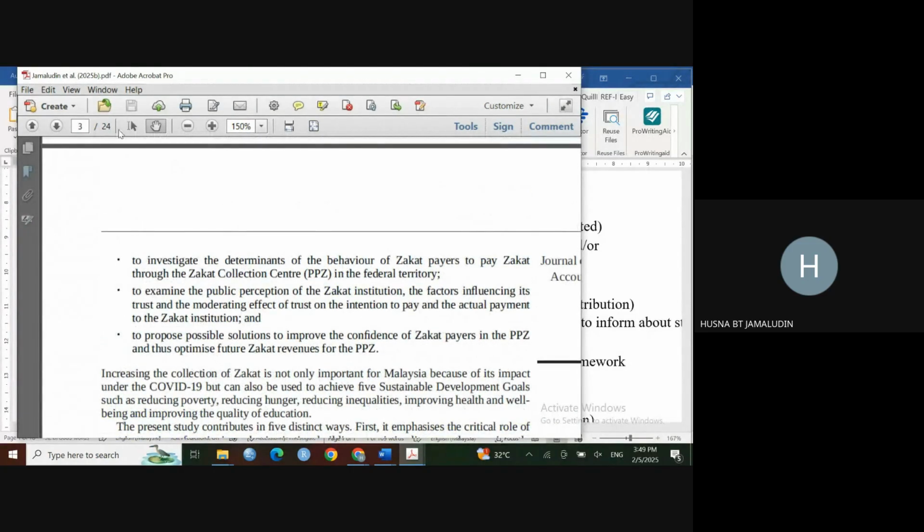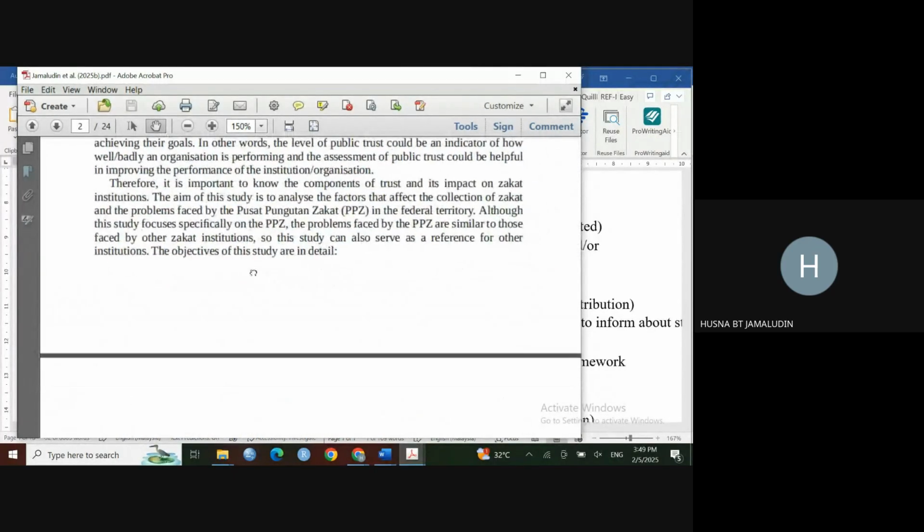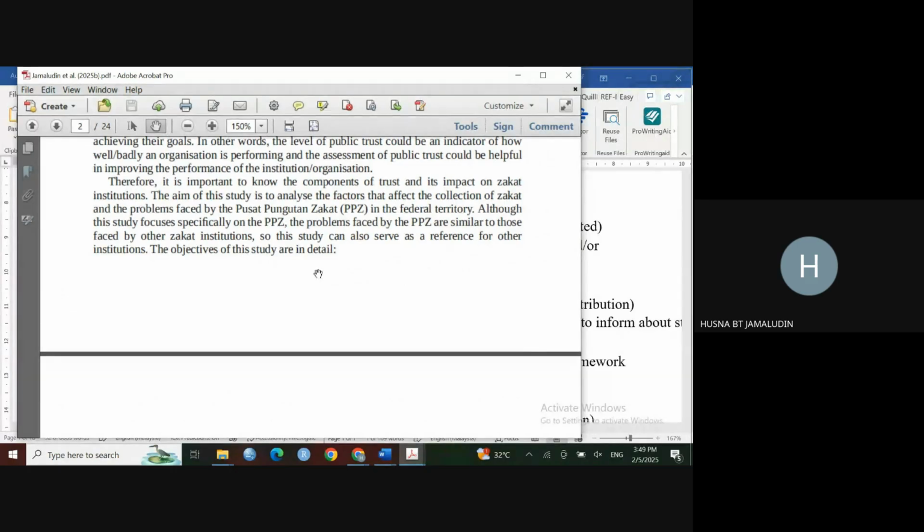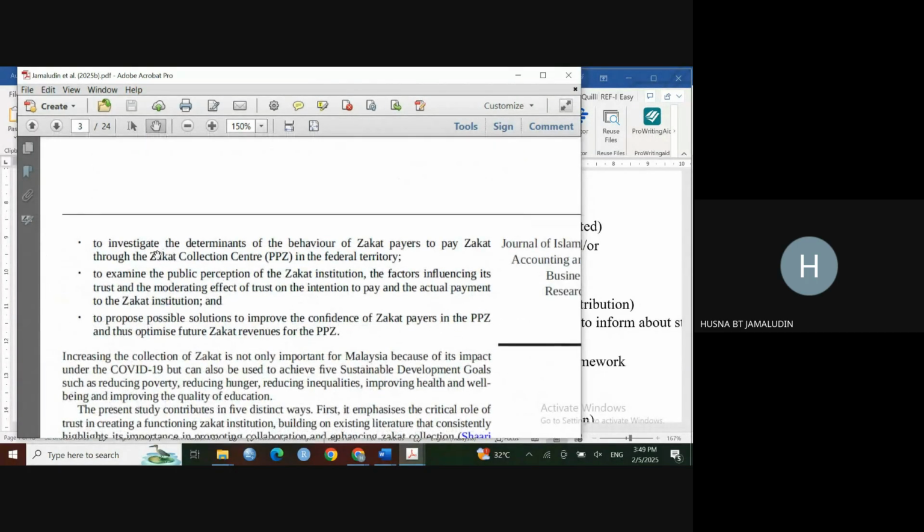Okay. So here, the objective, this is somewhere here. Okay, the objectives of this study are given here: to investigate the determinants or the factors that influence people to pay through the zakat institution. So your objective should tally with your problem. And then of course later on, you want to propose a solution. Okay, that is about the zakat.